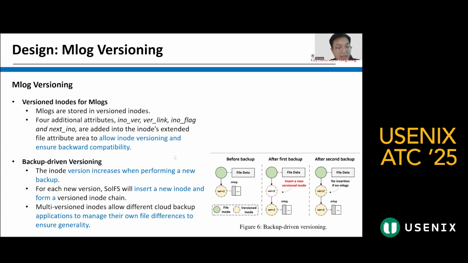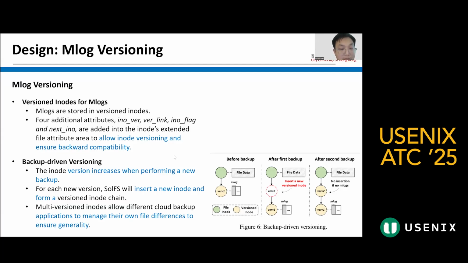so that the version ILO chain indicates the backup history of this file, and based on this design, we perform backup-driven versioning. When we have a new backup, we create a new ILO and insert it into the ILO chain. It means that we have already conducted a new backup, and all the mlogs received after this backup are stored in this newly inserted ILO, so that we can check the file modifications since the last backup. So this is the core idea of backup-driven versioning.